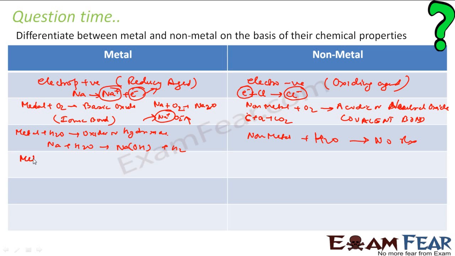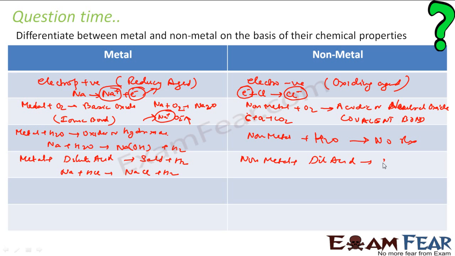Now let's talk about the reaction of metal with dilute acid. Please note, dilute acid, not concentrated acid. When a metal reacts with dilute acid, generally we form salt and hydrogen gas, except with nitric acid. For example, sodium reacts with hydrochloric acid to give NaCl and H2 gas. But in the case of a non-metal, with dilute acid there is no reaction. They won't react with dilute acid.